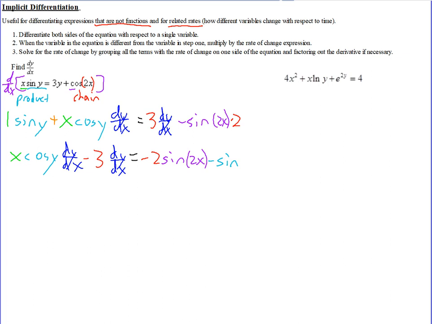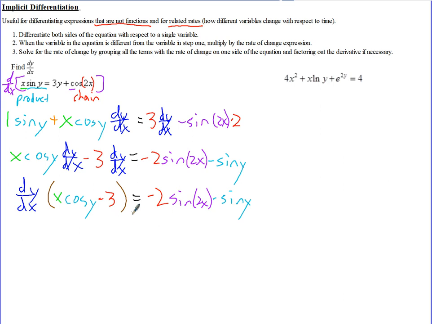The term without dy/dx. And then what that allows you to do is factor out the dy/dx, the GCF out of these two terms. And then you're left with x cosine y minus 3. Leave it alone for now. And then finally you can divide by the x cosine of y minus 3.